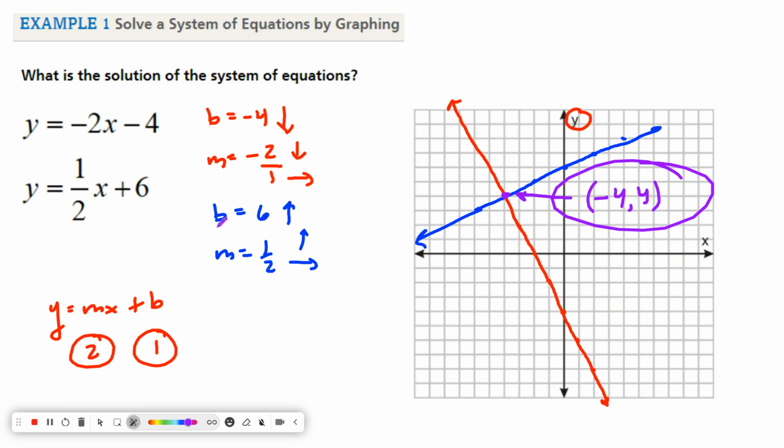So moving forward, I hope that you just use Desmos to graph these, and we're going to show you how you click on Desmos to find the point of intersection. Okay?